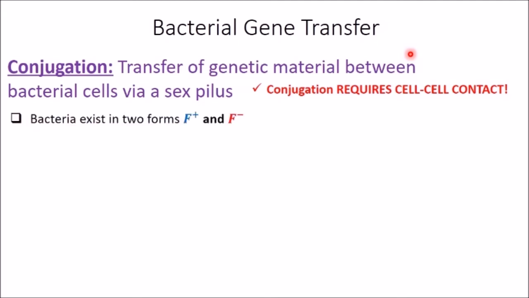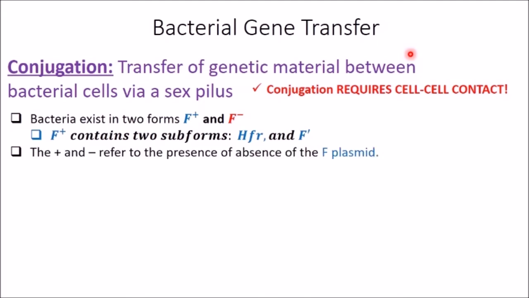to transfer. To understand that, you need to understand that bacteria exist in 2 forms, F plus and F minus. Okay, F plus contains 2 subforms, HFR and F prime. The plus and minus just refer to the presence or absence of the F plasmid. The F plasmid is a very small plasmid that contains the genes associated with conjugation, or the formation of the sex pilus, the pilus genes.